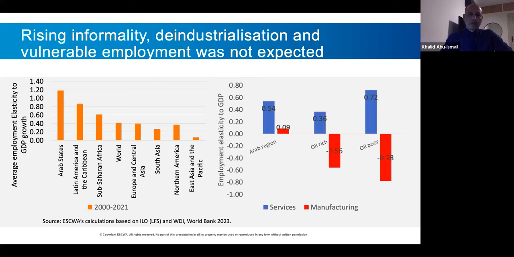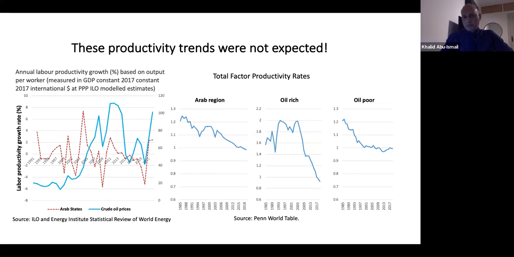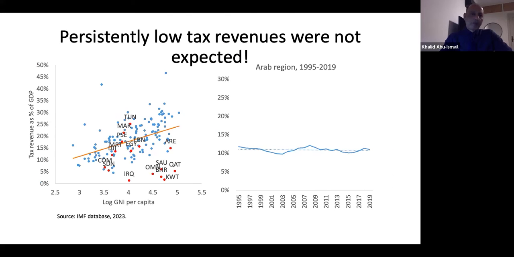What happened was different, though. What happened was that we've witnessed rising informality and deindustrialization, vulnerable employment. What happened was we've seen productivity rates go down, whether in oil-rich or oil-poor countries, and even labor productivity rates being closely tied to crude oil prices. What happened was that we've seen persistently low tax revenues, the region's tax revenues being significantly below what you would expect for their income levels.